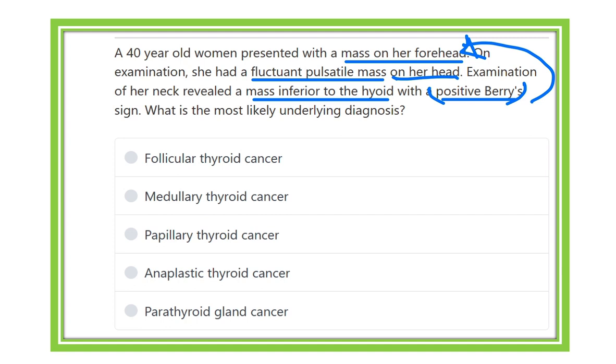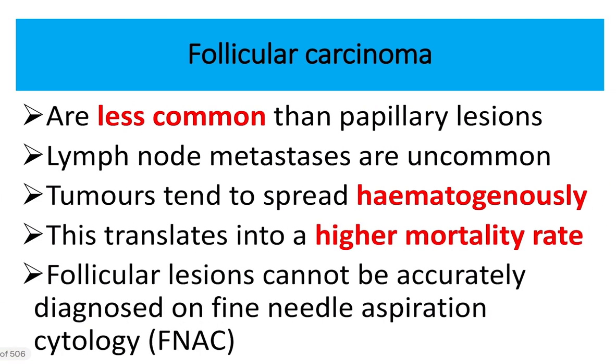So what may be the answering options? Here the options are follicular thyroid cancer, medullary thyroid cancer, papillary thyroid cancer, anaplastic thyroid cancer, and parathyroid gland cancer. First of all is the follicular cancer. It is less common than the papillary. The follicular cancer comprises about 20%. On the other hand, the papillary is about 60%. So follicular carcinoma is relatively less common than papillary carcinoma.